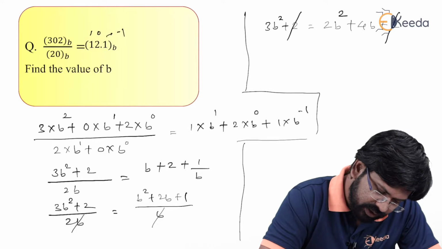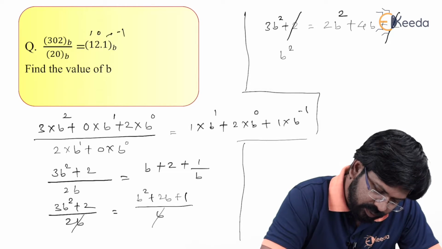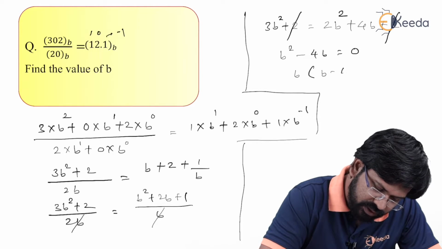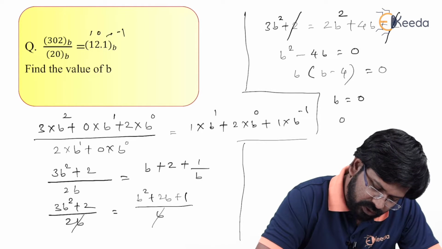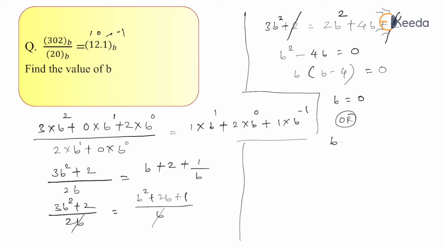So what is remaining? b square minus 4b equal to 0, or you can say b into b minus 4 equal to 0, or you can say now b equal to 0 or b minus 4 equal to 0, which implies b equal to 4. So now we have two possible values, b equal to 0, b equal to 4. What was b? Come on, b was base. You know the fact, base cannot be 0. So what is the valid value of base? It is 4. So the value of b is 4.